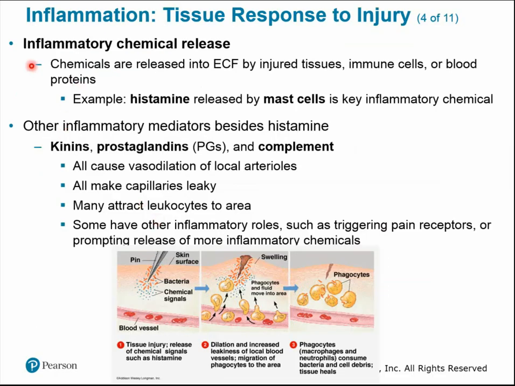Some chemicals are released by these injured tissues. Again, an example would be histamine, one of the major inflammatory chemicals. If you have allergies, you take an antihistamine to reduce that inflammation and allergic response. There are some other inflammatory chemicals, like kinins, prostaglandins, and complement, but they all share the same features in that they cause vasodilation and increase permeability of the capillaries. Ultimately, we just want to increase the blood flow to the area so that we can deliver more of these phagocytes and immune cells.